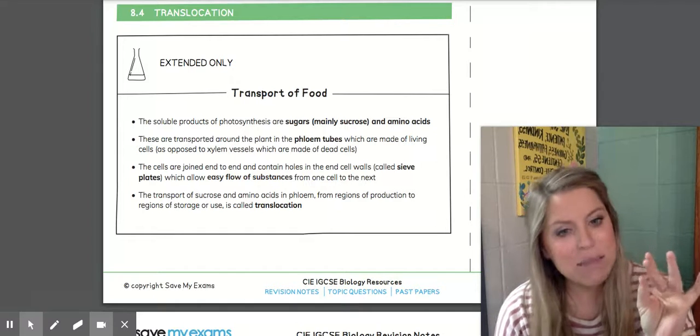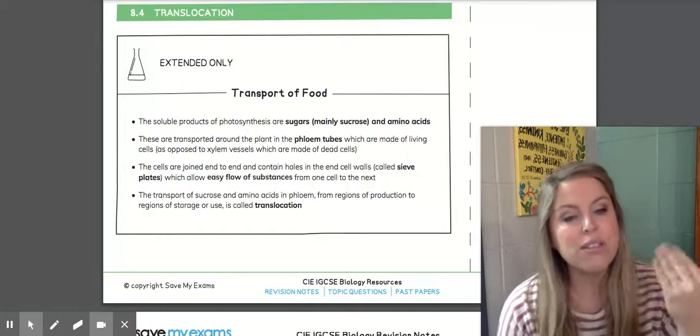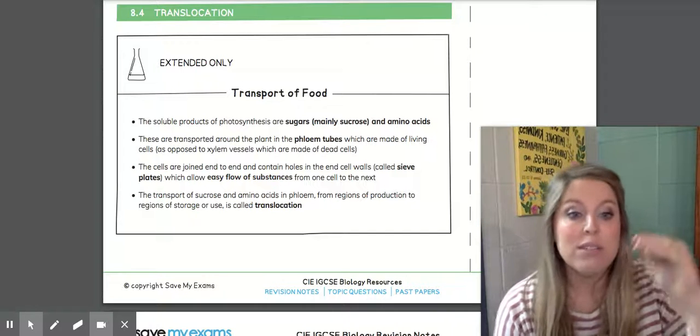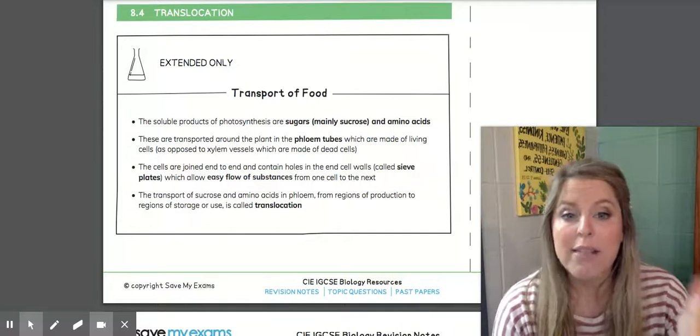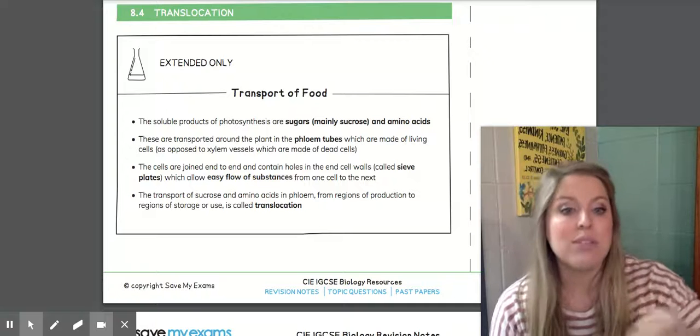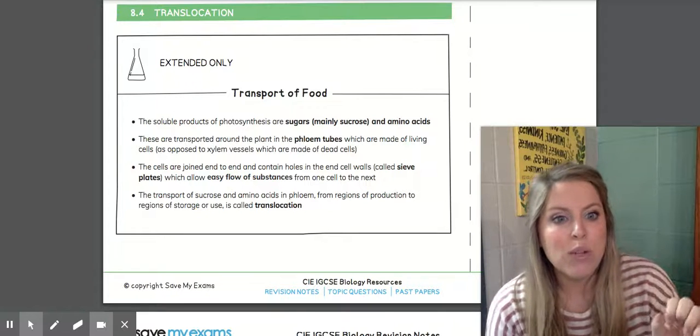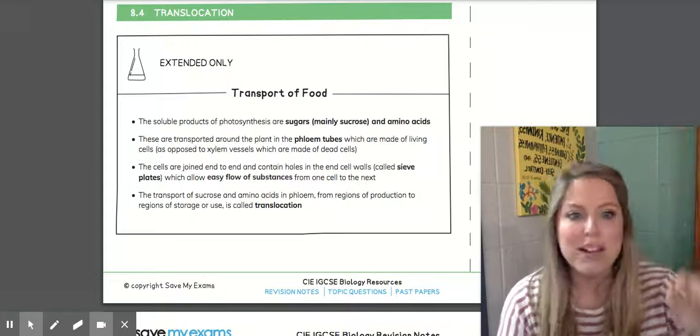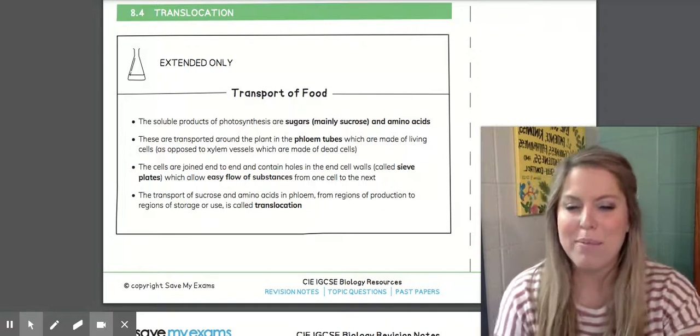The reason why it's mainly sucrose is because glucose is very reactive. So a plant will convert glucose into sucrose, which is a disaccharide, and it's not as reactive, so it can be easily transportable, and it won't get the urge to do something kind of silly on its way somewhere else in the plant. That's kind of how I think about it, okay?